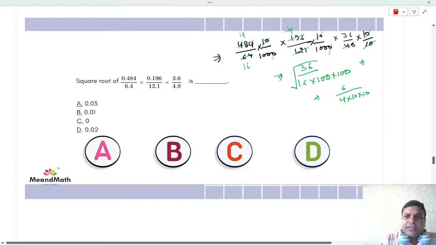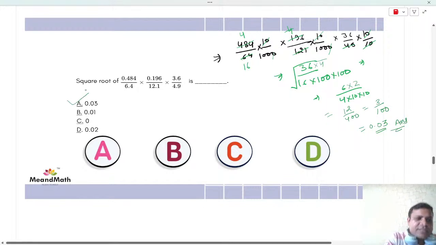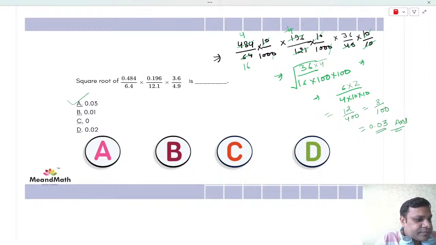So okay, 1 4 is also remaining in the numerator. So now the answer is 12 upon 400, or you can say 3 upon 100. 3 upon 100 can be written as 0.03. The answer is 0.03. Option A is the correct answer. Option C is not the correct answer. Yes, so 0.03.